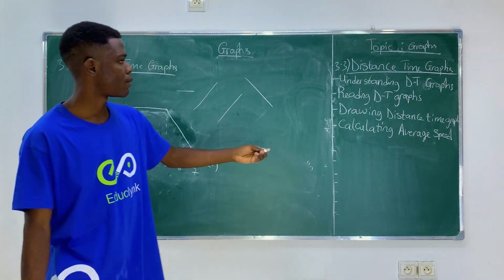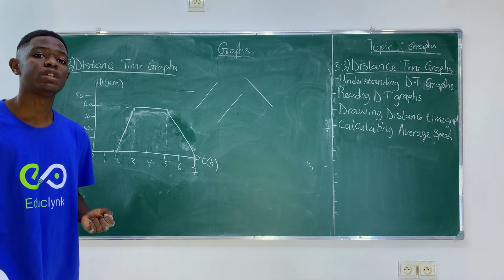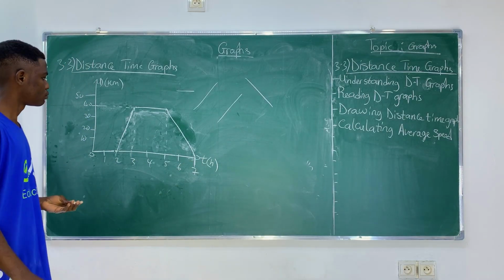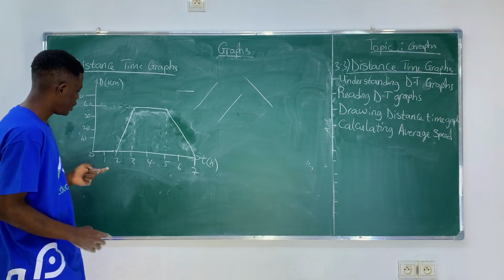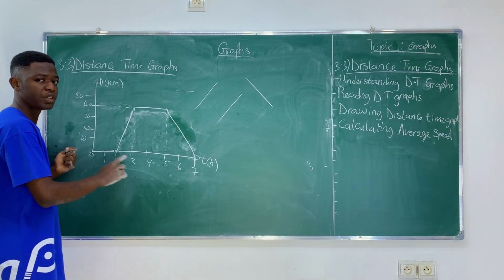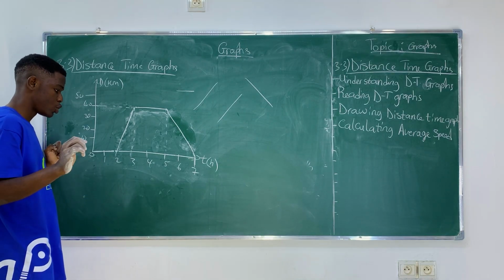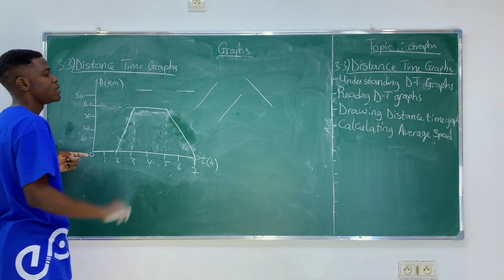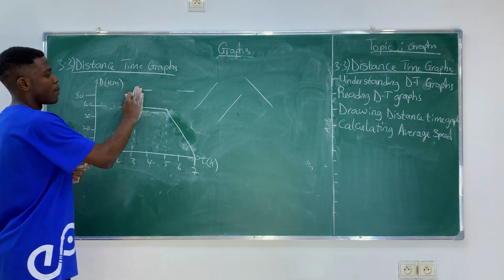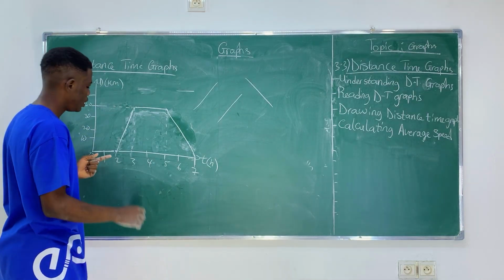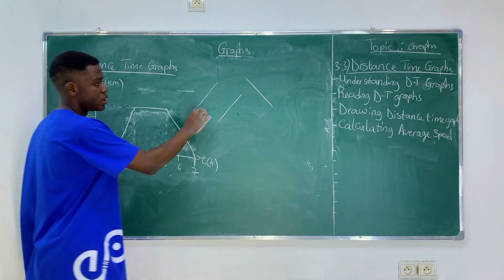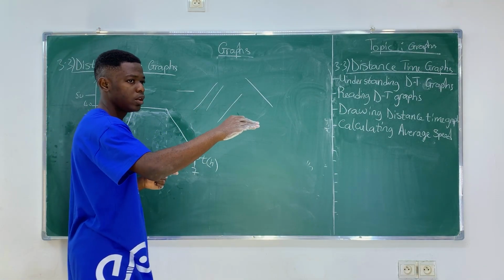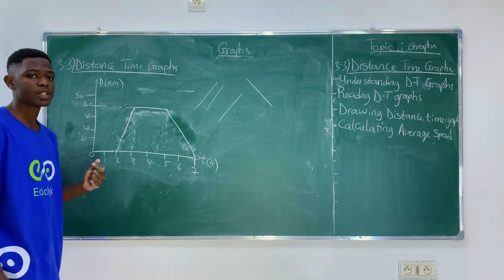So when they ask you to describe, you're also supposed to give the speed. So what was the speed when it was moving? Was the car moving? No, it was not moving. It was stationary. See, when it's like this, it means it's stationary. It's not moving. So what is the speed here? Here, the car is moving, going away from its original position at a constant speed.